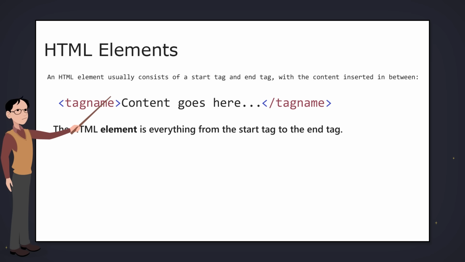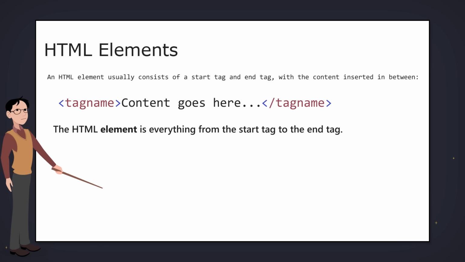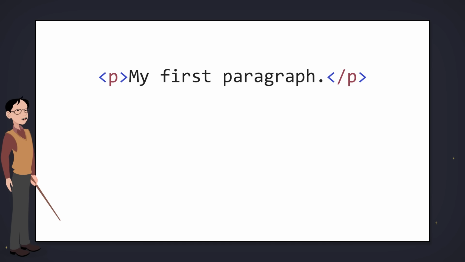Now that we know how to create HTML pages, let's see some coding in action. An HTML element usually consists of a start tag and an end tag, with the content inserted in between. The HTML element is everything from the start tag to the end tag. For example, the P element defines a paragraph. So if you want a paragraph on your page, write the P start tag, add content inside, and close it with the /P end tag. This is now an HTML element, also known as a paragraph element.